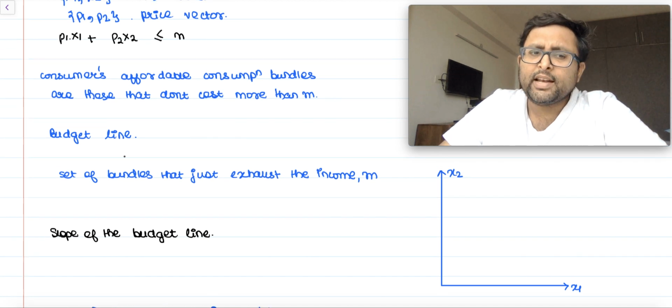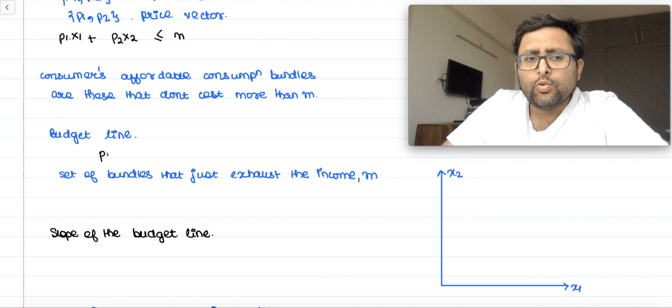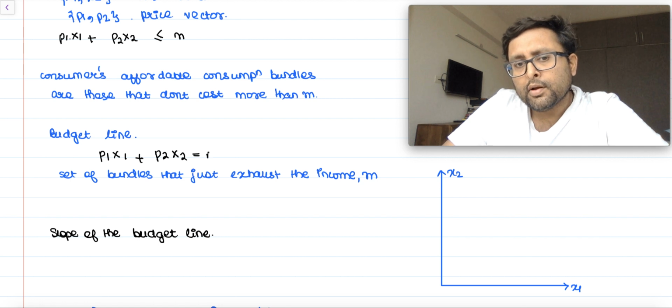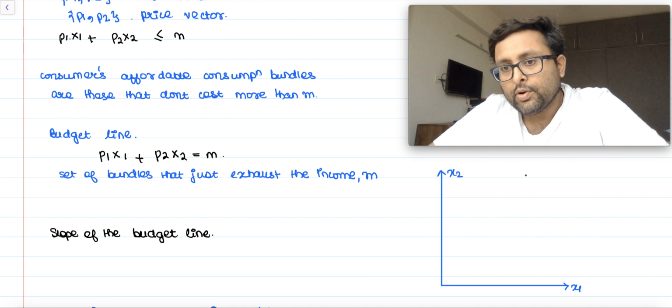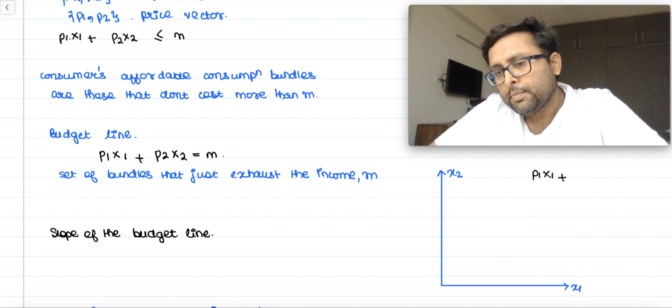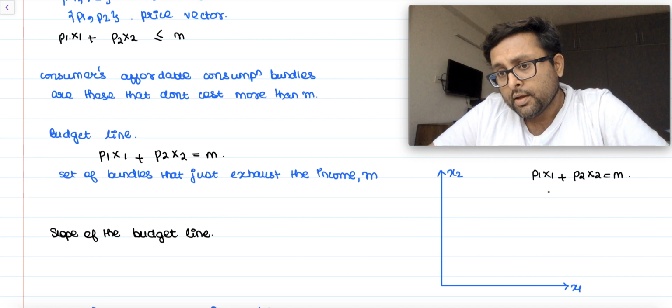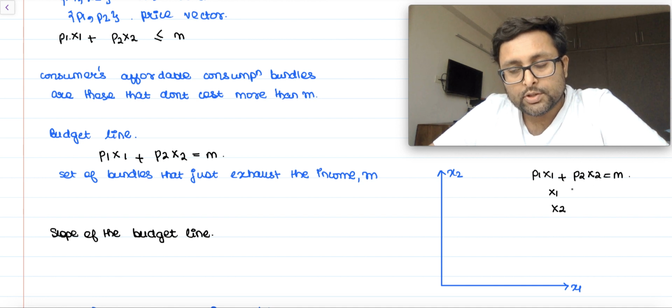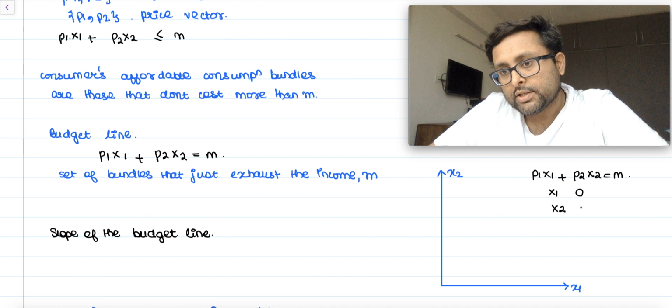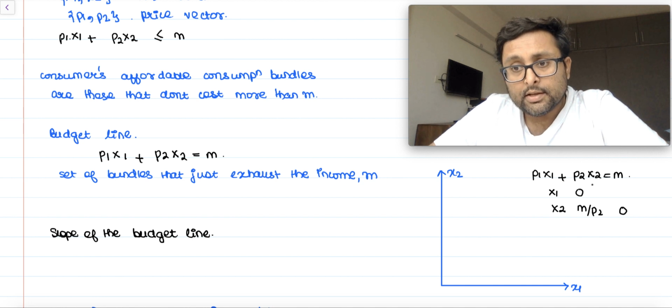And let's also do the budget line at the same time. Those points which are going to exactly exhaust the income are what the budget line is, right? Those points on this budget set which exactly exhaust the income are the budget line. So you have P1x1 plus P2x2 equals M. So you have x1 and x2 with you. Let's say if x1 is 0, then you have P2 x2 equals M, x2 equals M by P2. If x2 is 0, x1 is M by P1.